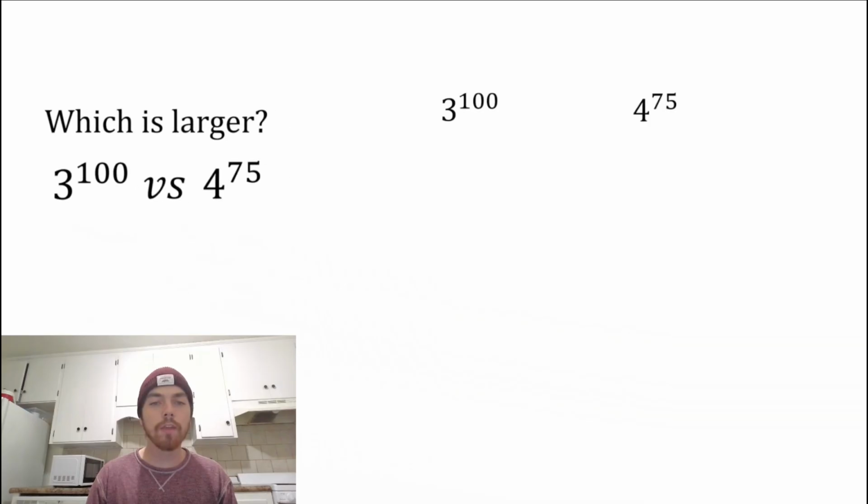So when working with exponentials, when we're trying to compare them, it's useful to either rewrite them with the same base or rewrite them with the same exponent. Our bases are 3 and 4. It's going to be hard to rewrite those with the same base. So let's look at our exponents, 100 and 75. First thing I notice is that they both have a factor of 25. We can rewrite 100 as 4 times 25, and we can write 75 as 3 times 25.